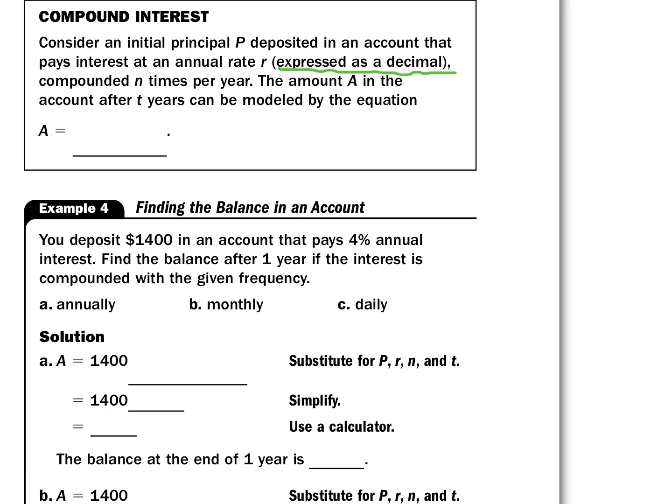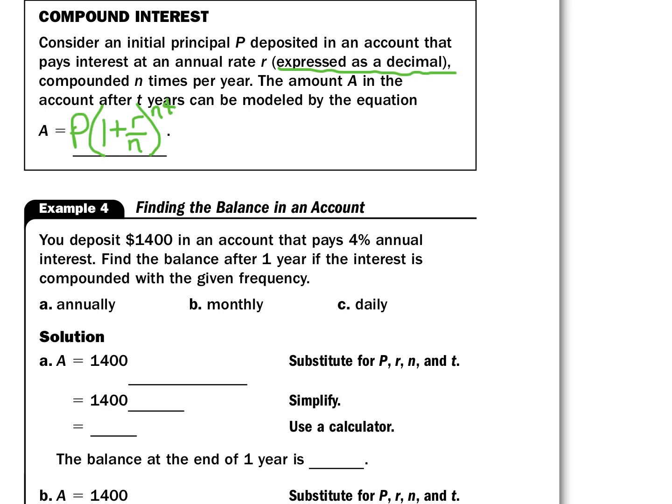Then we use the equation A after t years. So A is equal to P, the initial investment, times 1 plus R over the number of times it's compounded, raised to the number of times it's compounded, times the number of years that it's in there. Okay? So that's how we find compound interest.